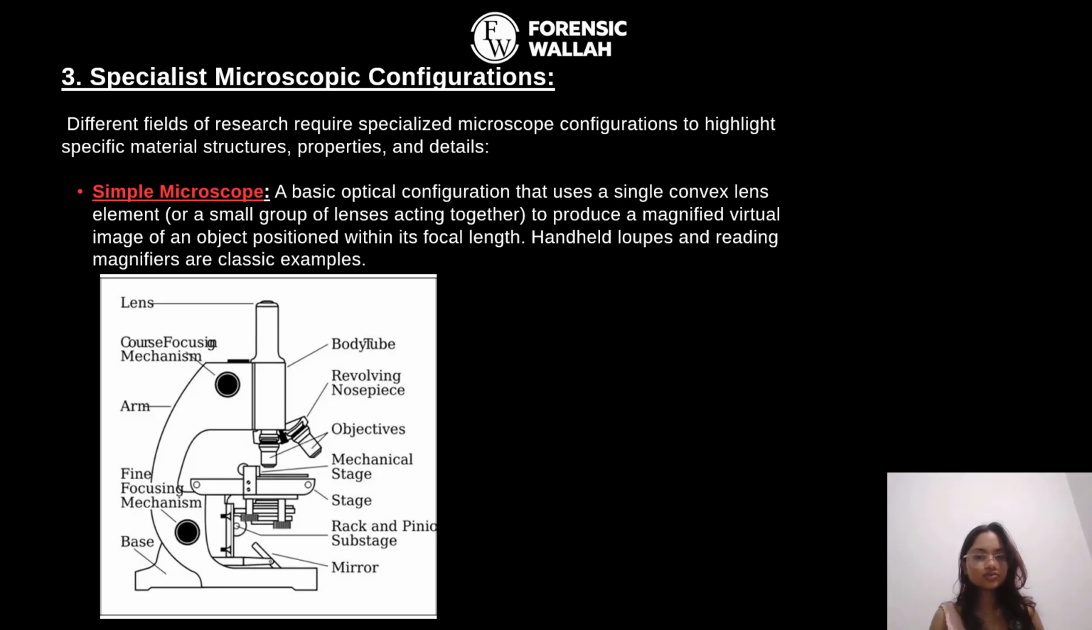Handheld jewelers' loupes, linen testers, and simple reading magnifiers are classical examples of this configuration. While limited in magnification and prone to optical aberration at high powers, the simple microscope remains highly useful for quick, low magnification field inspections.